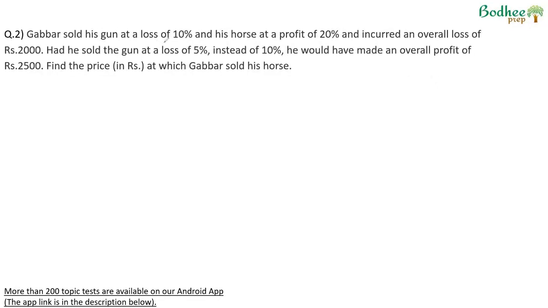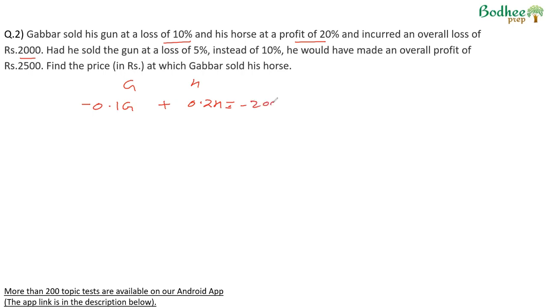Gabbar sold his gun at a loss of 10% and a horse at a profit of 20%, and incurred an overall loss of 2000. If the cost price of the gun is G and that of the horse is H, loss of 10% means 10% of G. Loss so negative, 10% is 0.1 G. Profit of 20% of the horse, 20% of H or 0.2 H is equal to overall loss of 2000.